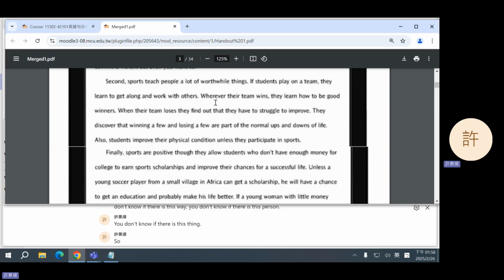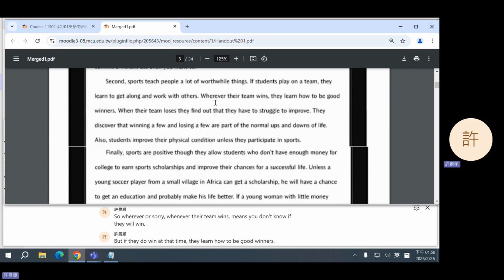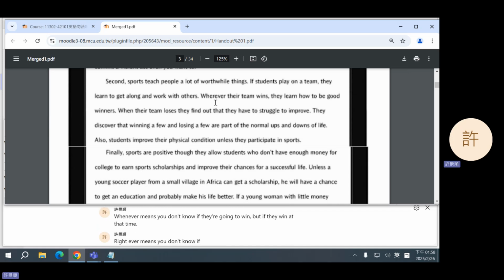So whenever their team wins means you don't know if they will win. But if they do win, at that time, they learn how to be good winners. So when means you know they're going to win, and when they do win, etc. Whenever means you don't know if they're going to win, but if they win at that time. Right? Ever means you don't know if it exists.